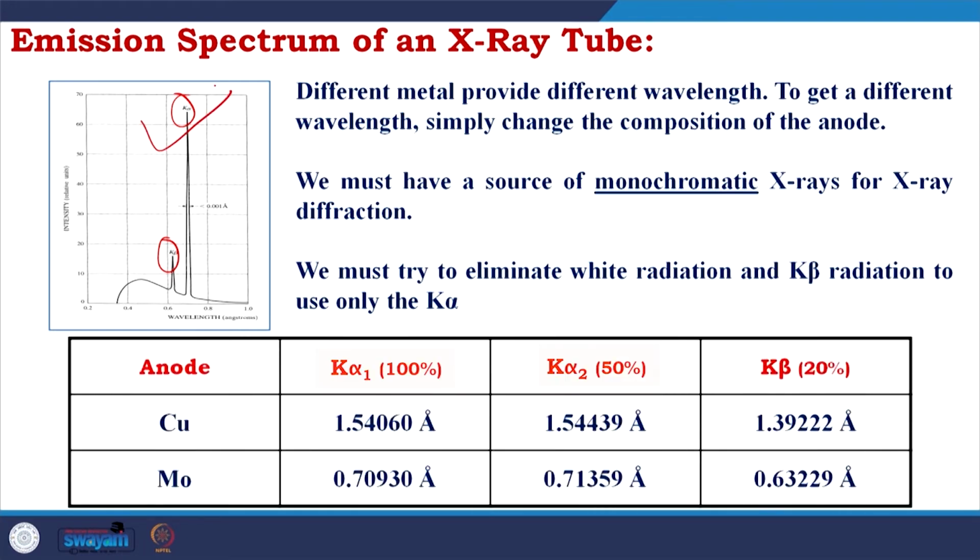If you look at when you use copper as anode, K alpha 1 is 1.54, K alpha 2 is almost 1.54 and K beta is 1.39. Whereas, when you use molybdenum, K alpha 1 is 0.70, K alpha 2 is 0.71 around and K beta is 0.63. The characteristic wavelengths are 1.54 and 0.7. 1.54 is used for protein crystals and 0.7 is used for small molecules.